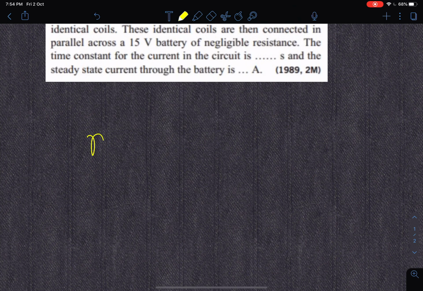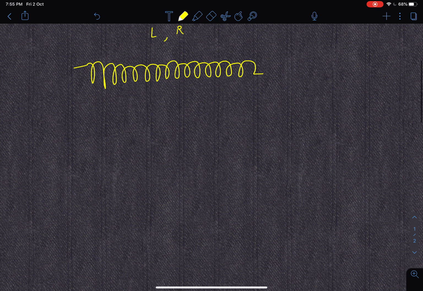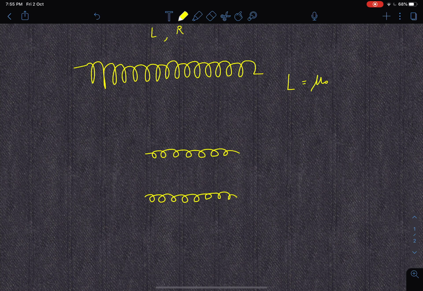So let's say here we had some coil which had a self-inductance L, resistance R. When we break this coil into two parts from the middle, one coil like this, another coil like this.